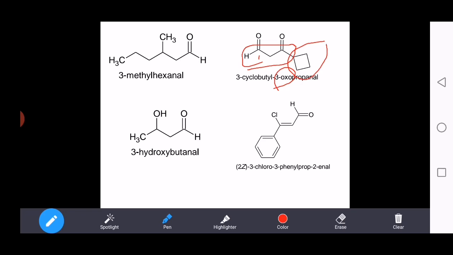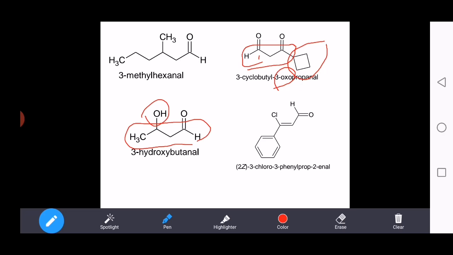Okay, and then next is 3-hydroxybutanal. This one involves aldehyde and also alcohol, OH. So aldehyde and alcohol, aldehyde has higher priority. Look back at the table earlier. Okay, aldehyde has higher priority. So find the longest carbon chain, which is this one, butanal. And then at the third carbon there is a hydroxy group. So we get 3-hydroxybutanal.